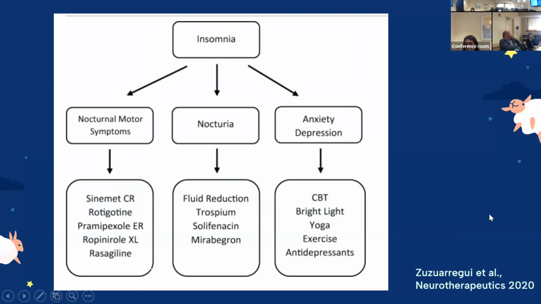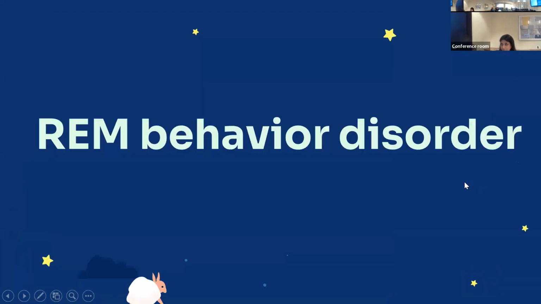So this just kind of summarizes everything I just said. So insomnia in Parkinson's is due to motor symptoms, nocturia, anxiety, depression, and the treatments I discussed. So next, we'll talk about REM behavior disorder.